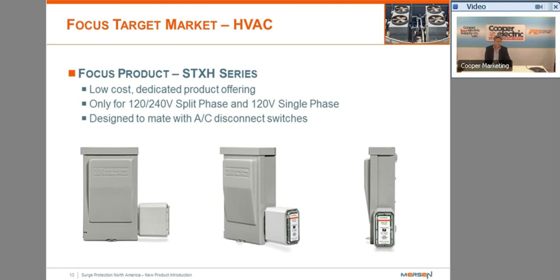Here's an example of our STXH series, which again is kind of our lower end. This is a $45, $46 cost to Cooper. This really is something that you guys should be offering to every customer that buys an electrical panel over the counter. It mounts in the knockout on the side of the disconnect, has LED indicators to let you know if it's functioning properly, very easy to install, just a definite must for not just disconnects, but also any of your service entrance panels as well.